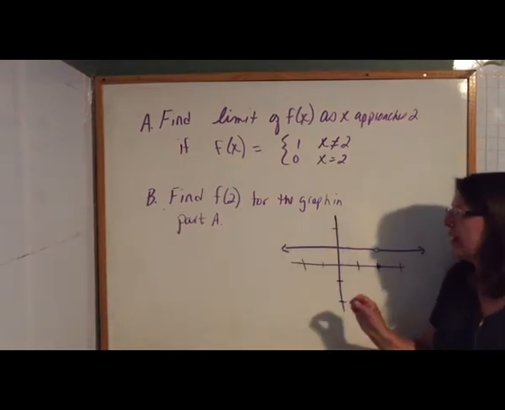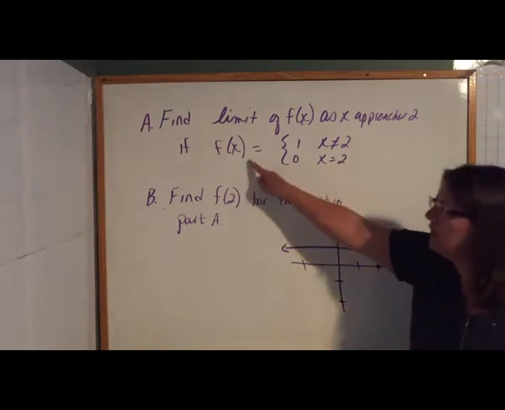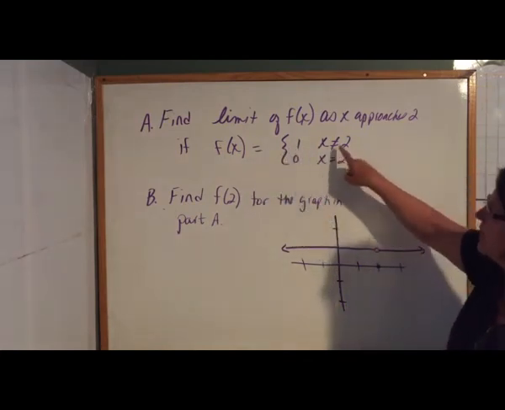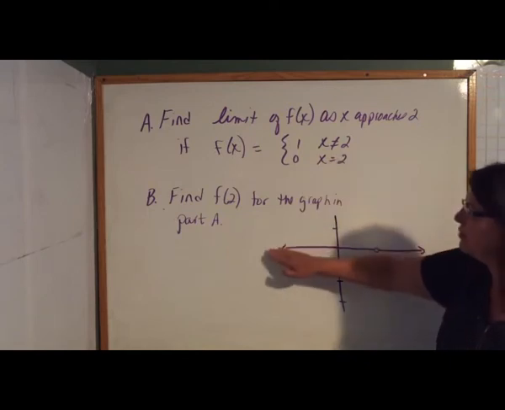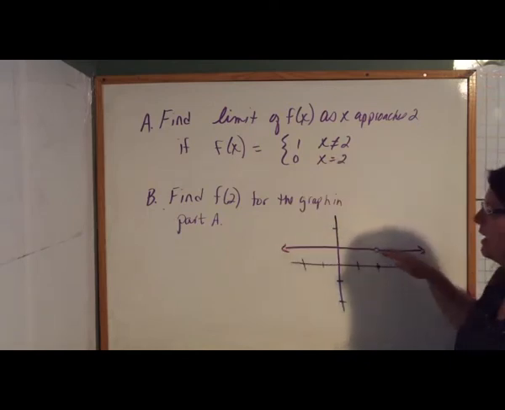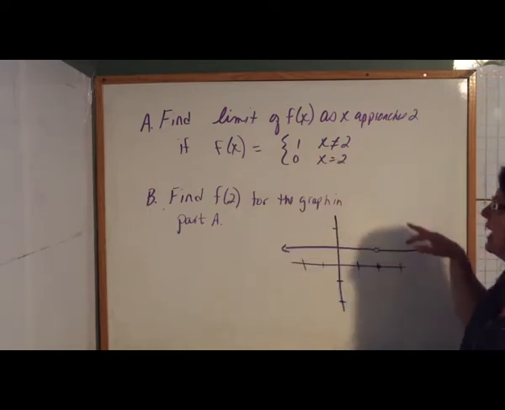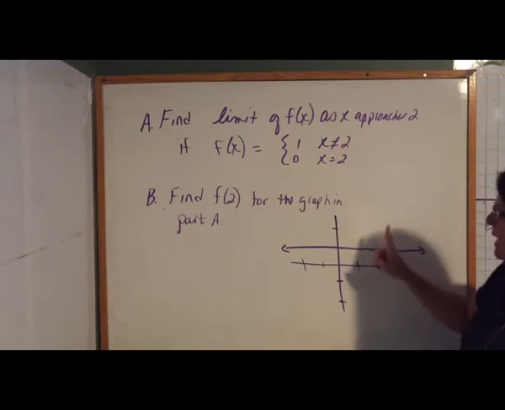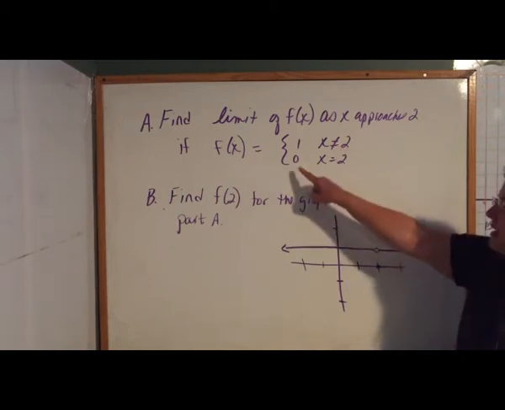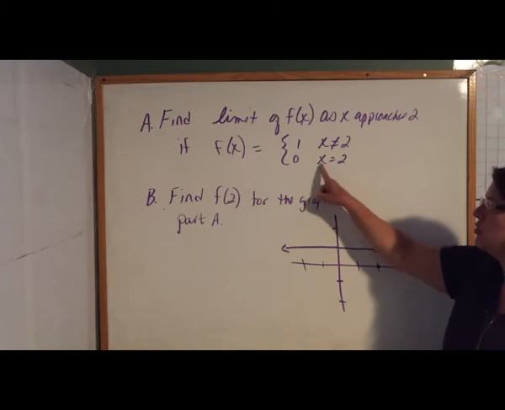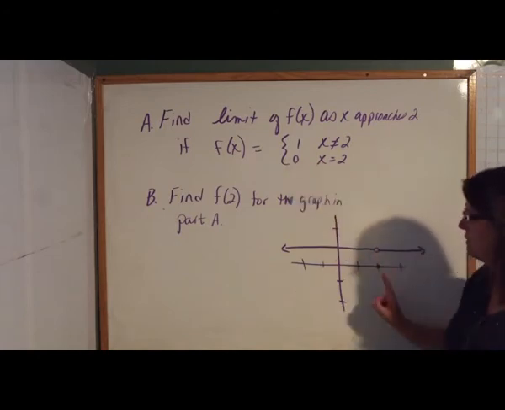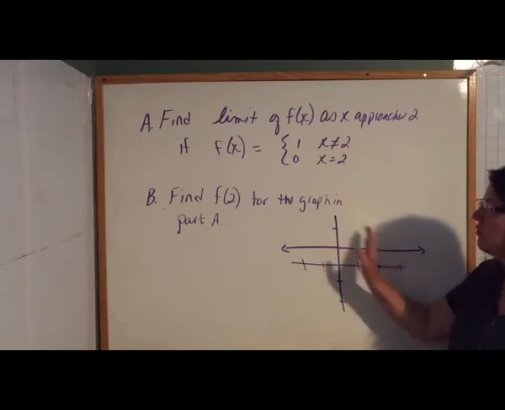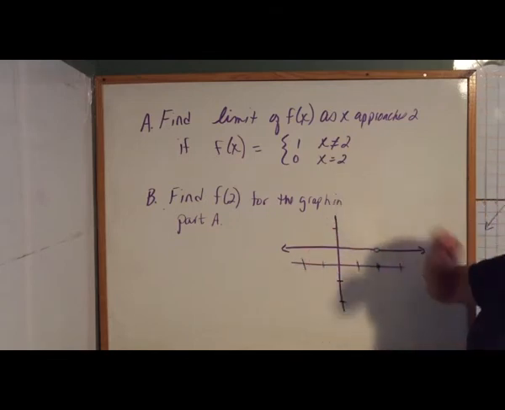So here I have the graph for this function. If f of x equals 1 for all values of x except 2, basically that's just the horizontal line at y equals 1. And then at x equals 2, we had a hole in the graph because at x equals 2, your f of x is equal to 0. So that's the ordered pair 2, 0. So this is the graph that they're talking about in part A.